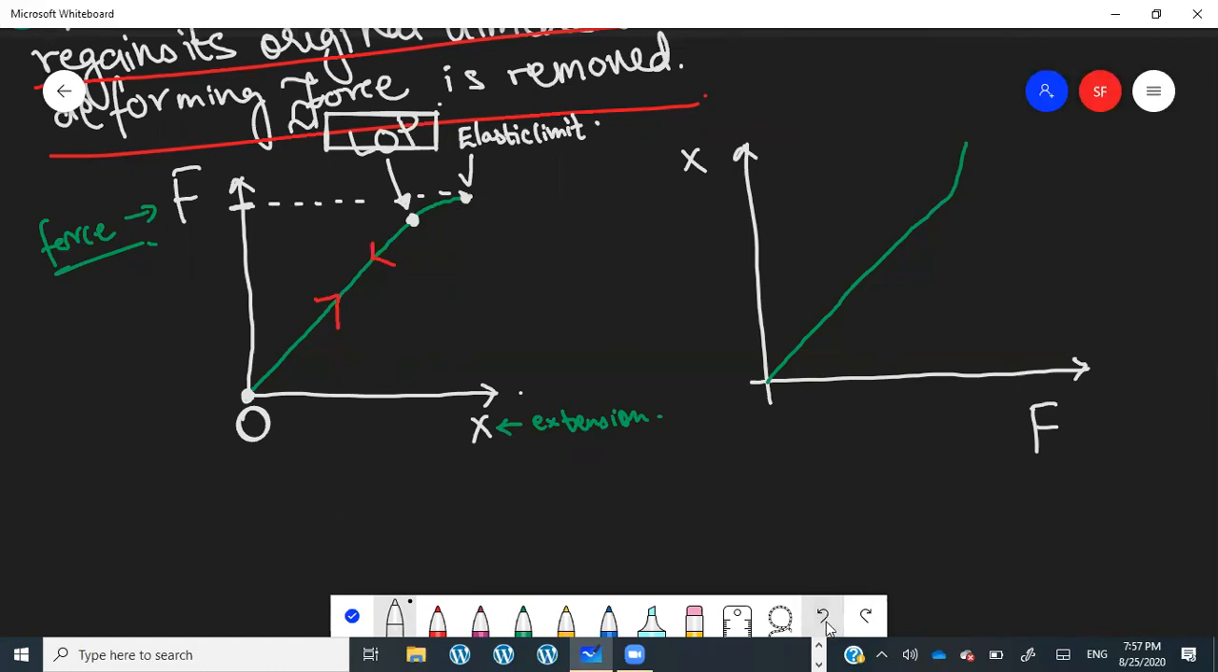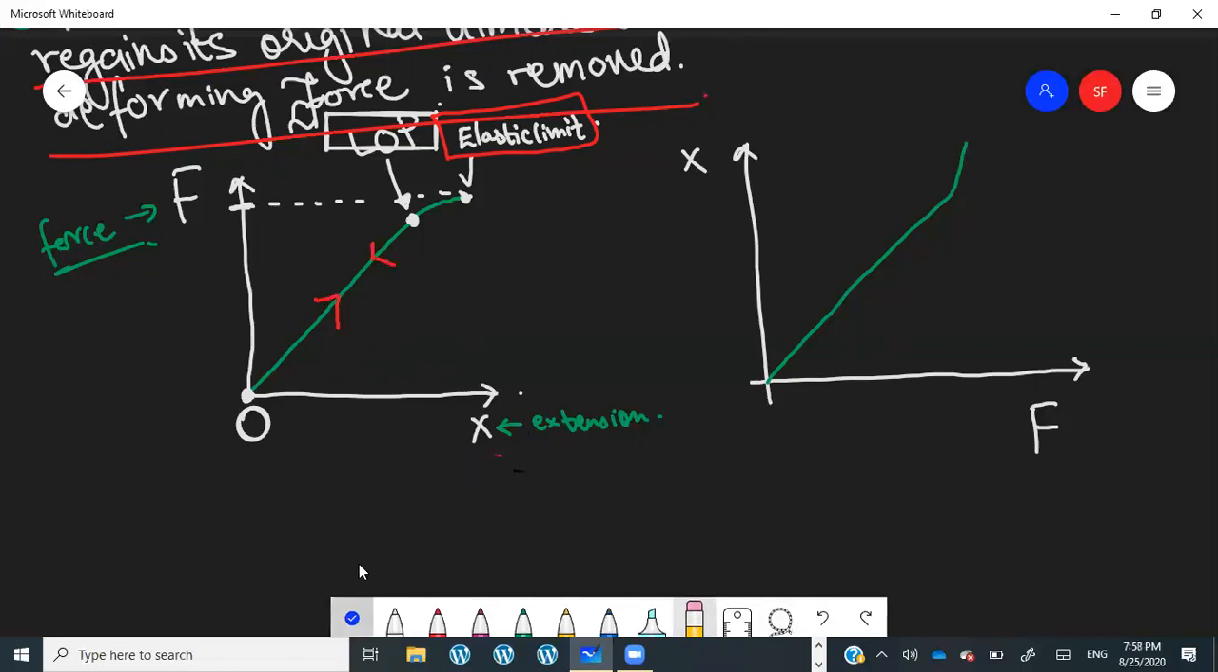So basically, you just told me yourself that it will regain its original shape, right? Regaining original shape means extension would become zero again, right? Within the elastic limit, there won't be another line. It would be the same path. But if the elastic limit is exceeded, then the graph shape would change.